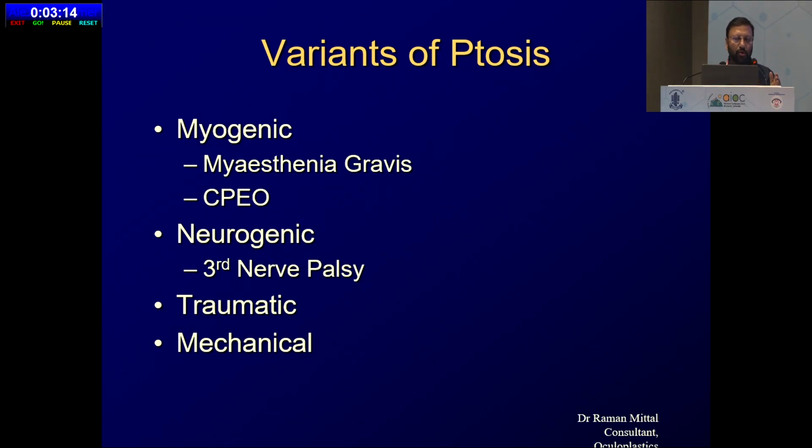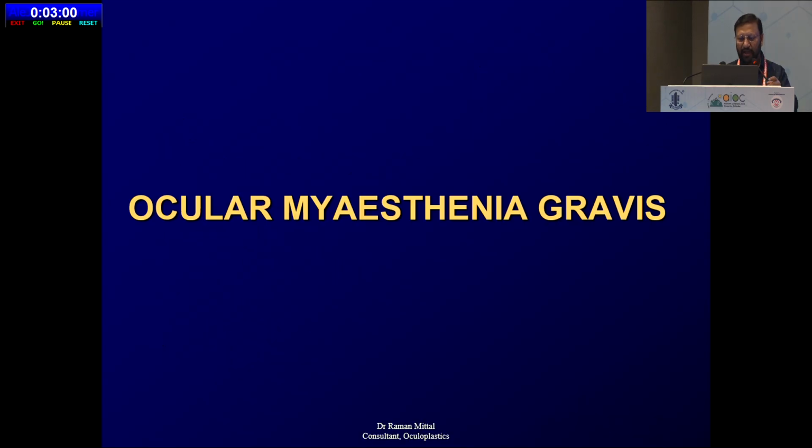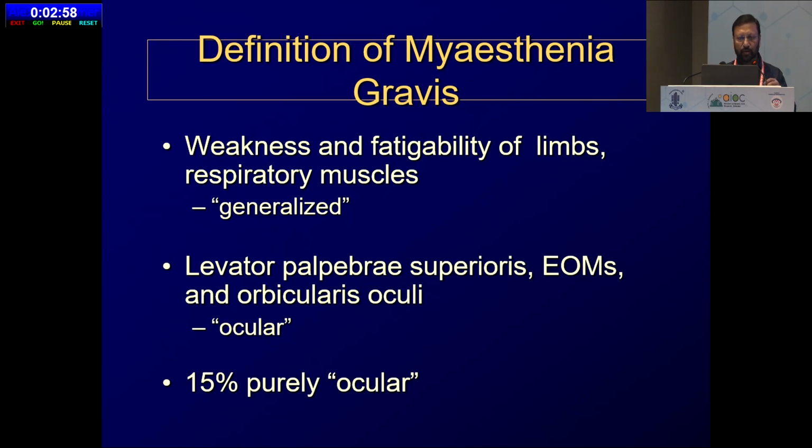We also know about the variants of ptosis in cases of myasthenia gravis and CPEO, which is chronic progressive external ophthalmoplegia. Sometimes it could be a neurogenic third nerve palsy which presents to you as ptosis, or droopy eyelid, could be traumatic or mechanical. I'll be discussing a few cases.